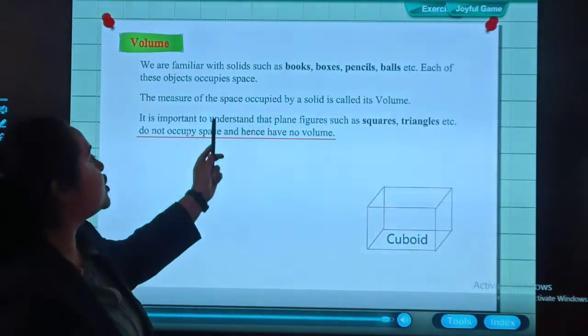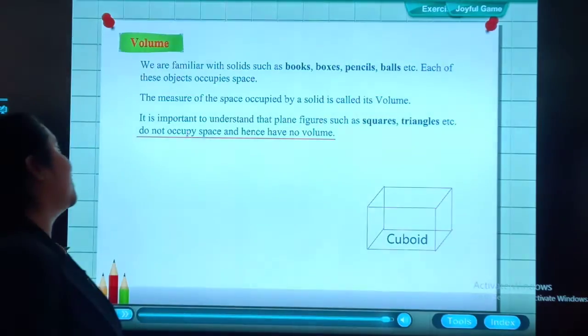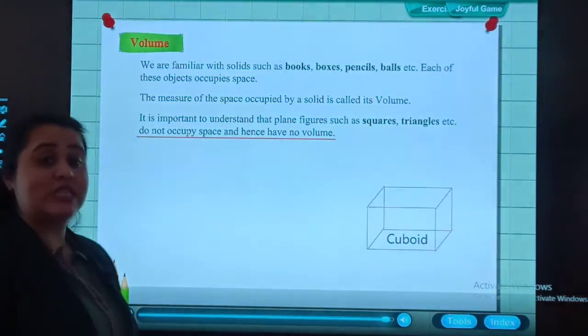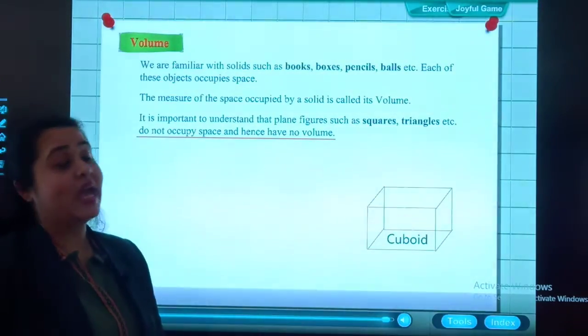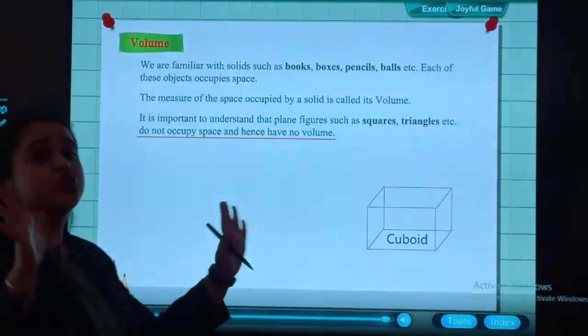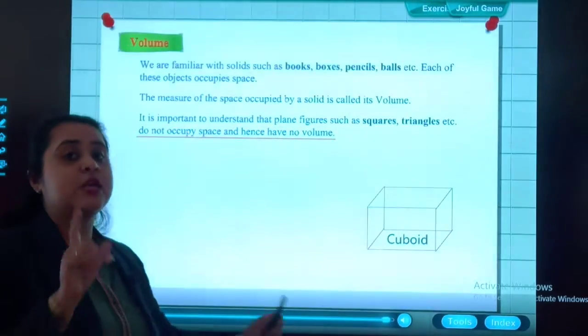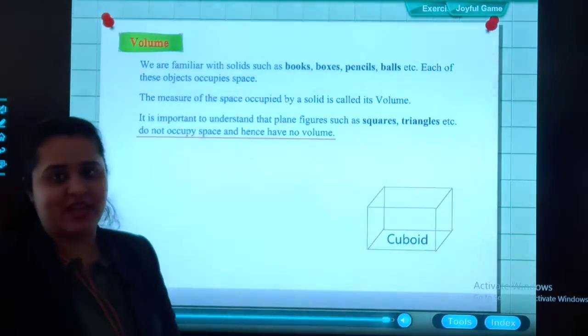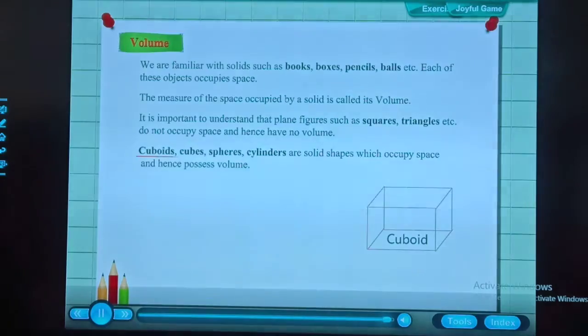The measure of the space occupied by a solid is its volume. It is important to understand that plane figures such as square, triangle, etc. do not occupy space and hence उन चीजों का वॉल्यूम नहीं कैलकुलेट होता है. Cuboids, cubes, spheres, cylinders are solid shapes which occupy space and hence possess volume.